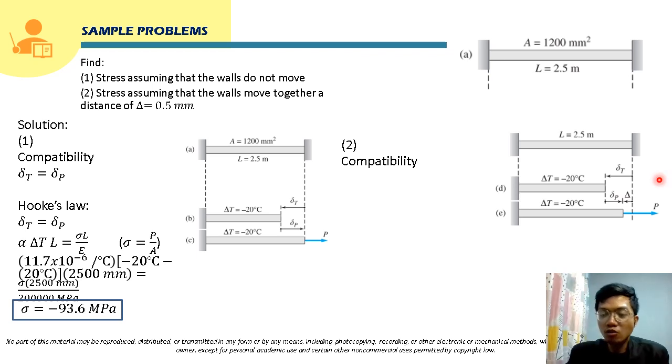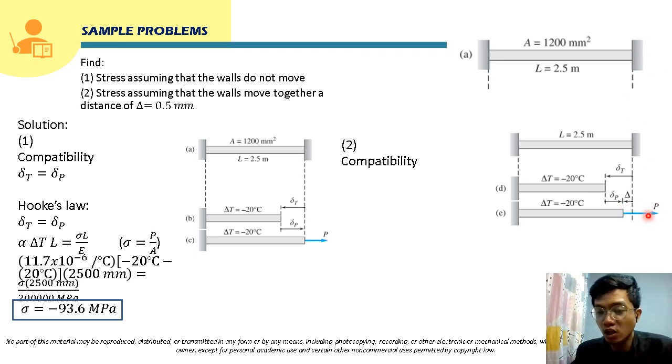So, class, for the procedure here, we are going to detach one of its ends so that the member can freely expand or contract. In this case, it will contract. So this contraction, the deformation here, will be compression. So that will be delta T. And then because this is a fixed support, we are going to restore the reaction force provided by this support. So that will be force P.